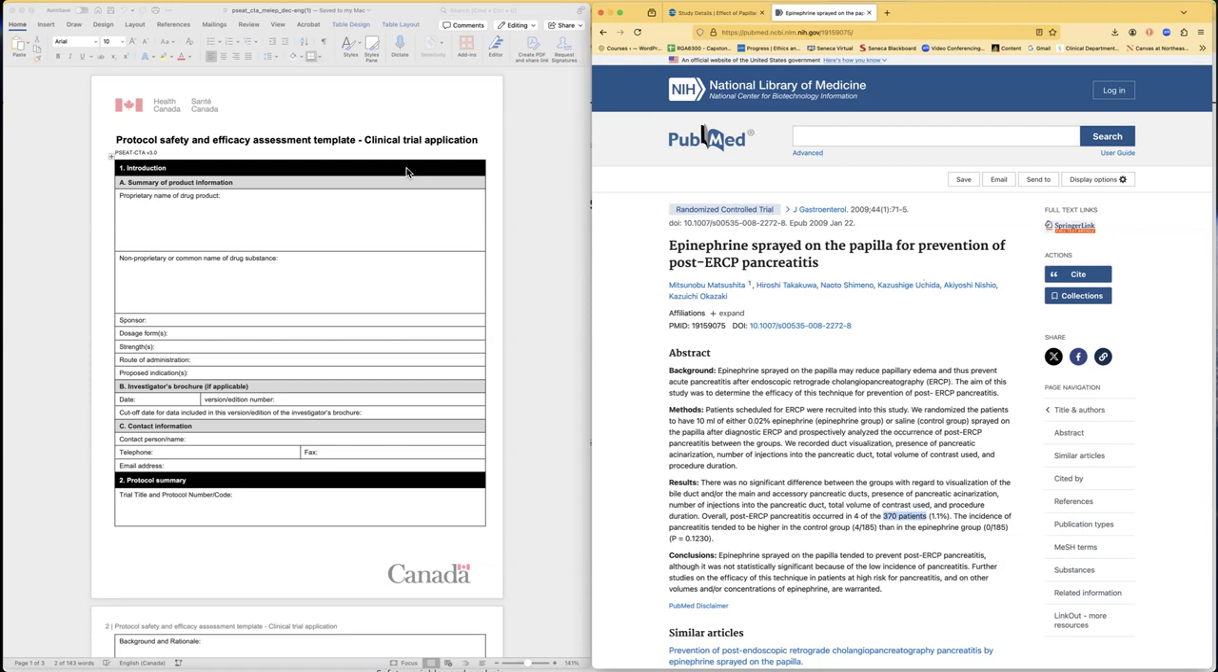So today we have been looking again into the form Protocol Safety and Efficacy Assessment Template, which is one of those forms that you have to complete and attach to your clinical trial application that you will submit to Health Canada.